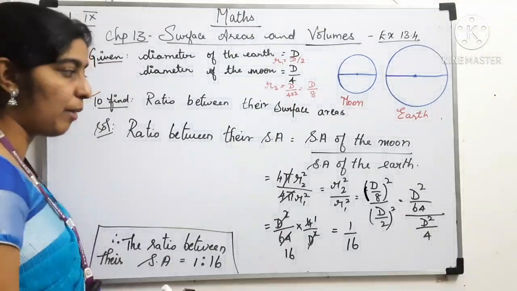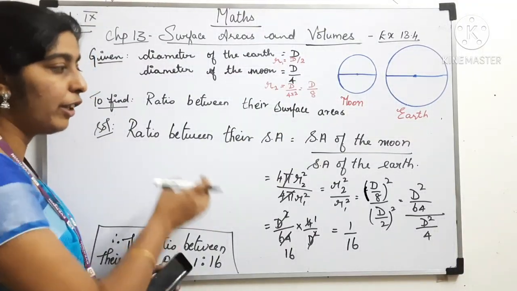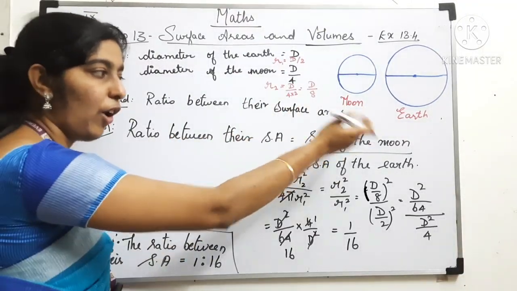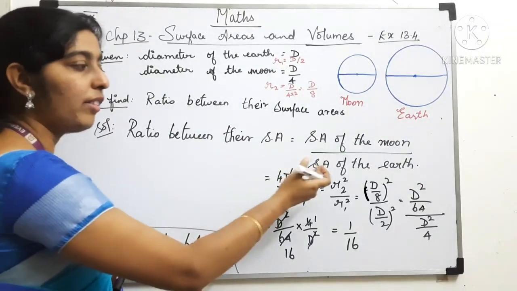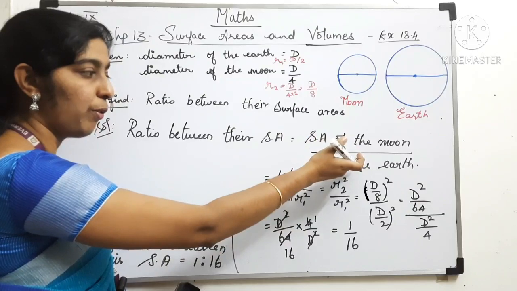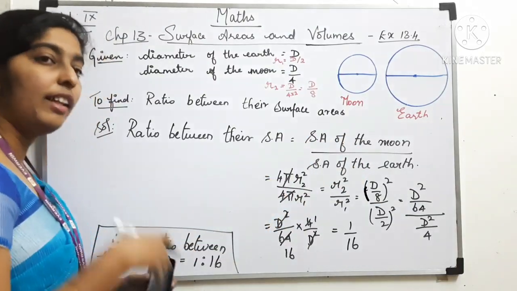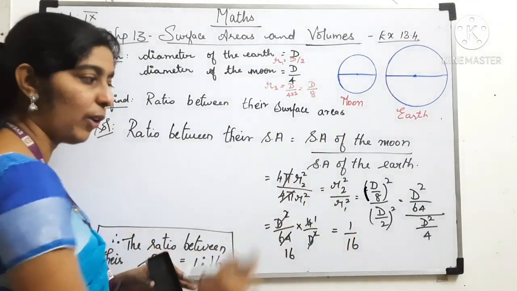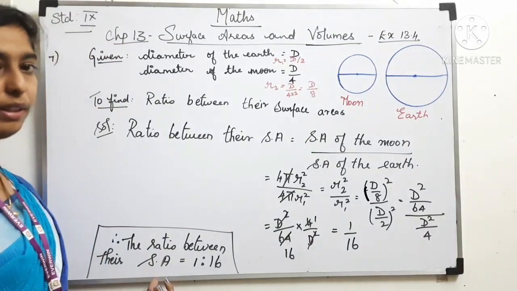Even you can do the sum with another method. First you have to find what is the surface area of the moon, then what is the surface area of the earth. After finding that, we have to write it in this form and then we can reduce it. That is also correct. This method is also correct. You can copy this now.